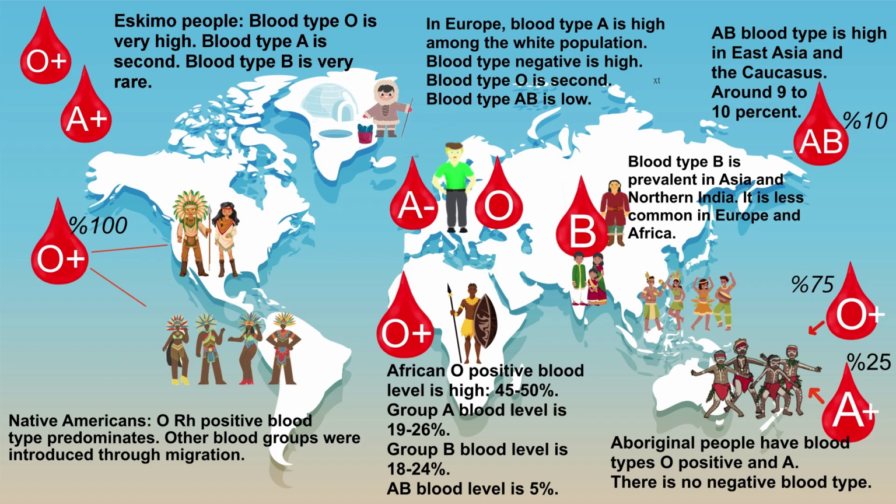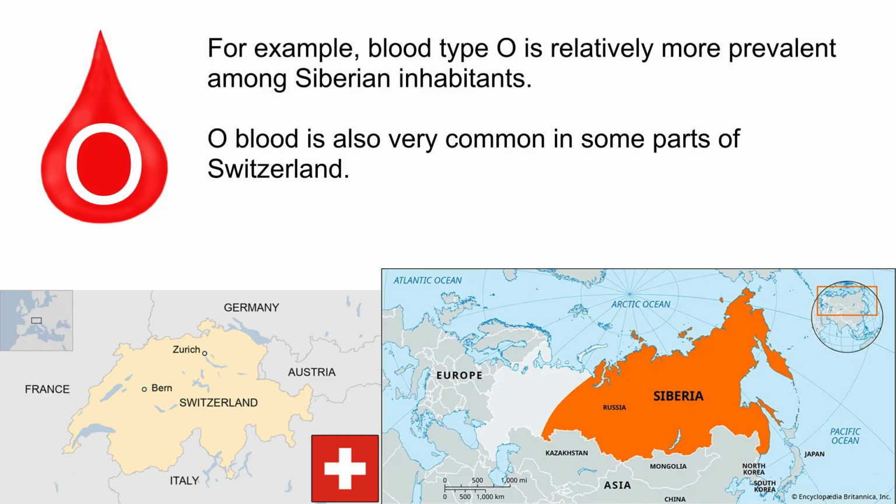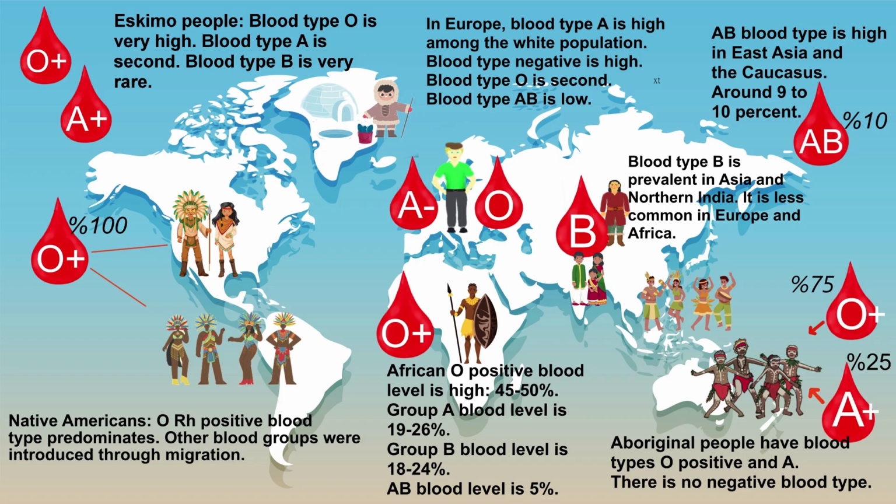Isolated human populations with completely different blood types exist on every continent. For example, blood type O is relatively more prevalent among Siberian inhabitants. O blood is also very common in some parts of Switzerland. The most common blood type on Earth is O.